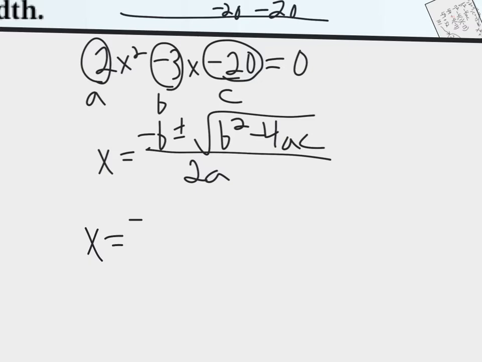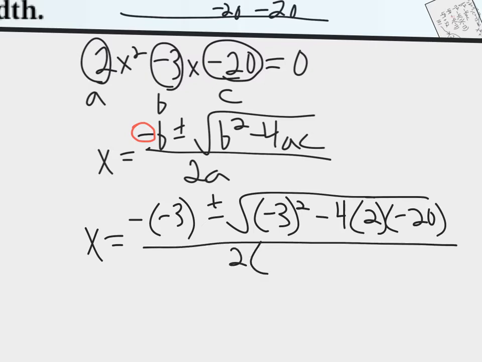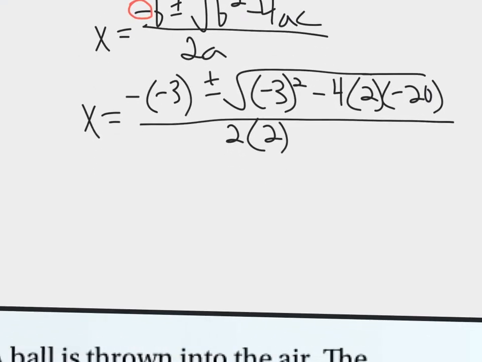So we just really got to watch our signs here. At the very beginning, that's the thing that gets people sometimes. It's negative b, so we bring the negative down. B is negative 3. And then negative 3 we're going to square. Make sure you put it in parentheses. A is 2 and C is negative 20. And then it's kind of just a matter of simplifying this. Like I said, I don't get too calculator crazy unless the numbers aren't very nice.